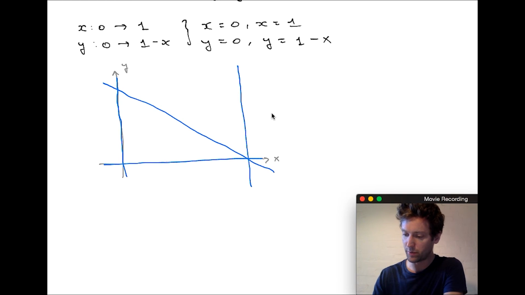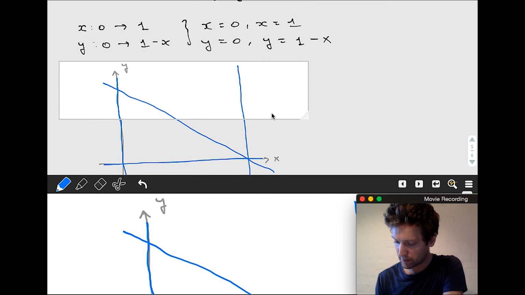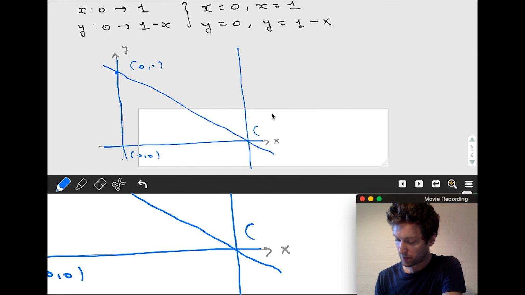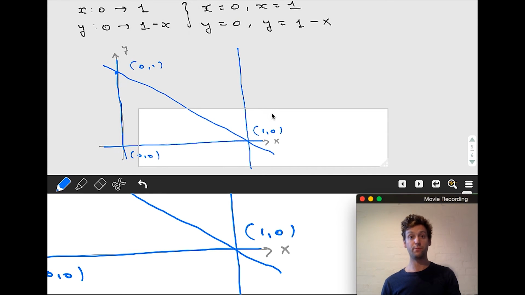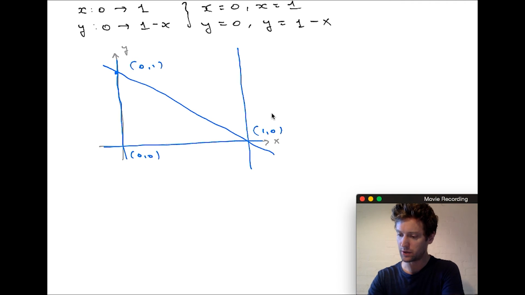And you can see that the points of intersection here are straightforward to calculate. This point here will be the point x is equal to 0, y is equal to 1. This is the point 0, 0. And this is the point x is equal to 1, y is equal to 0. And again, you can get those by just substituting in the appropriate values into y is equal to 1 minus x. So you can see here that clearly the triangle here is our region of integration.